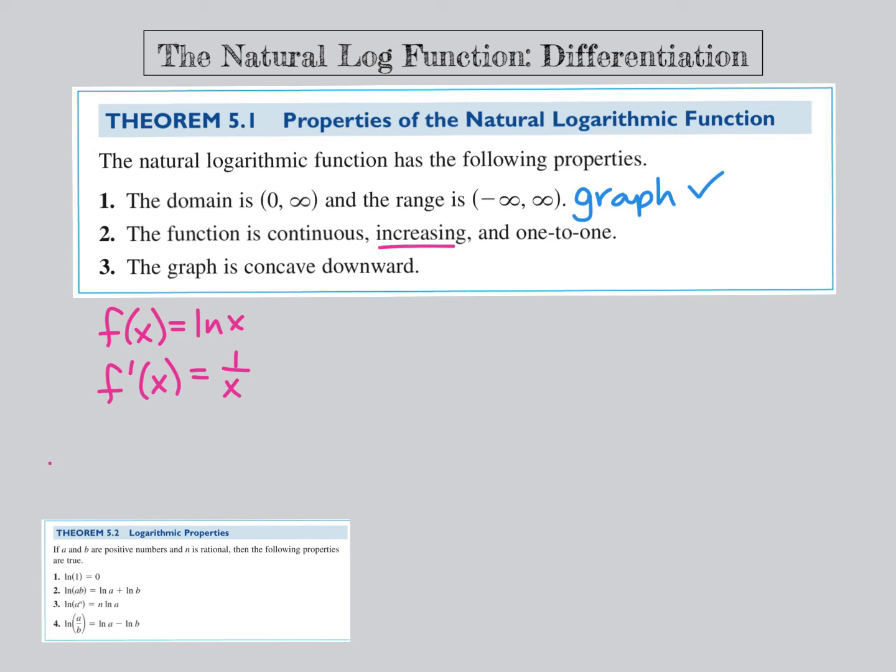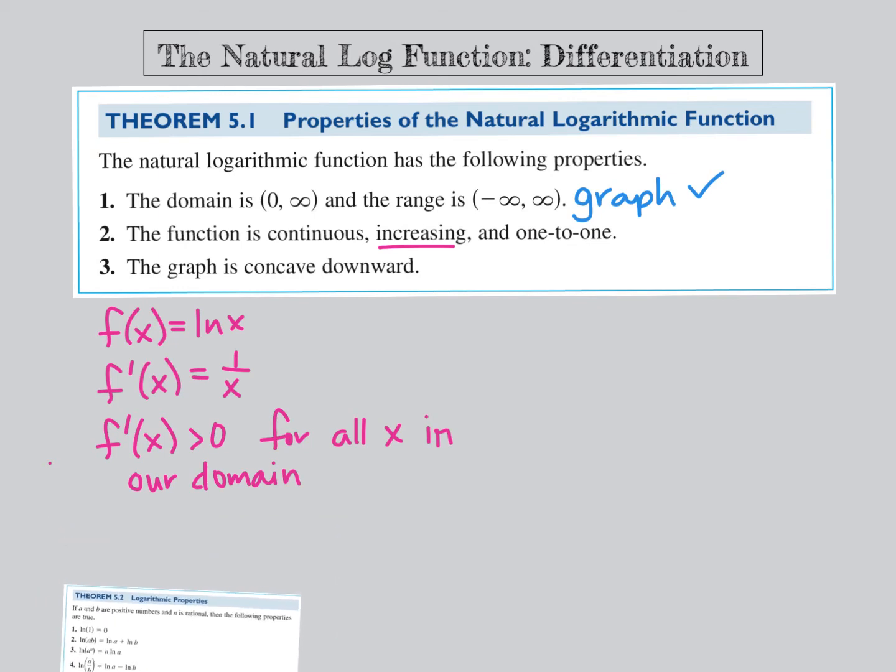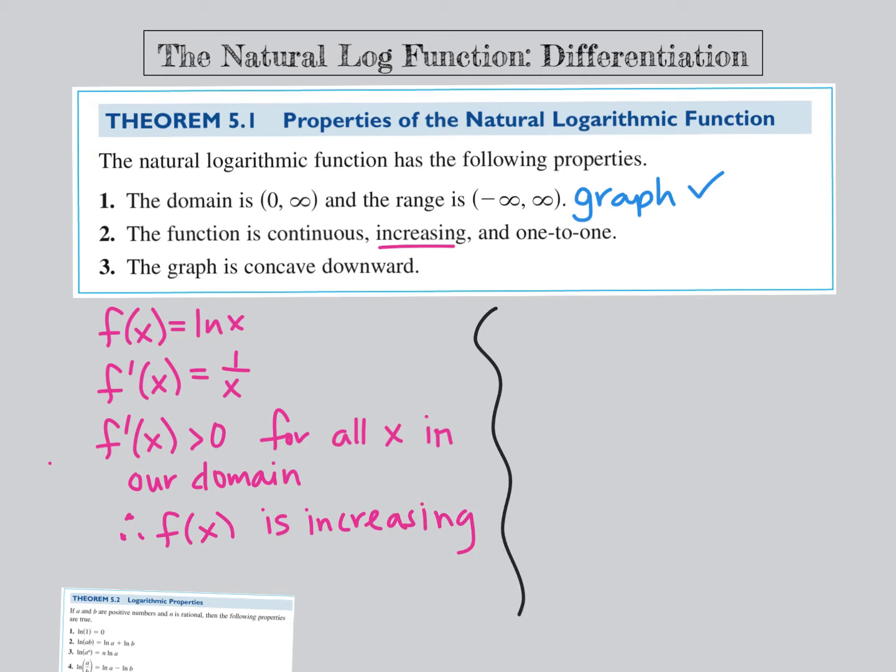We want to prove that it's increasing by showing that this first derivative is always positive for all x values in our domain. Well, since our domain is all positive x values, that means 1 divided by any positive number is always positive. Therefore, we can conclude that since f prime of x is always positive for all x in the domain, f of x is increasing. We also saw that the function literally was increasing as we look from left to right. We saw that the y values were constantly increasing. So we proved it using calculus, and also we saw it on our graph.